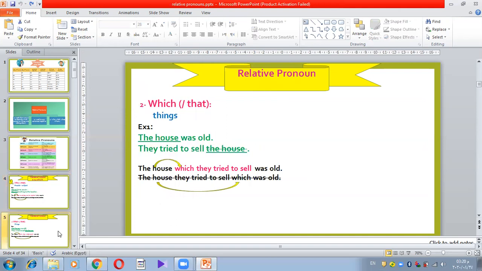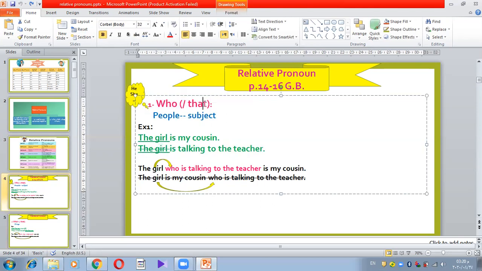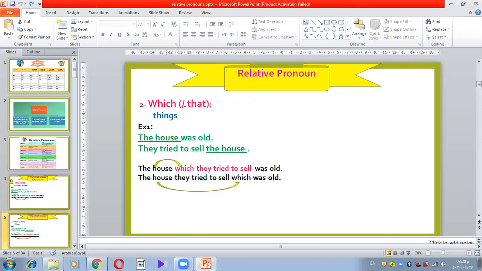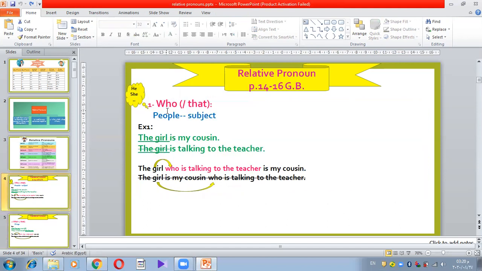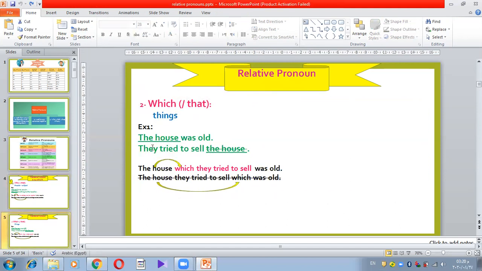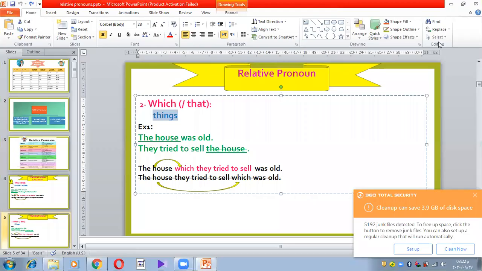Number 2. Which. How can we use which in English? The same as I said for who. You can use who or you can use that. The same for which: you can use which or you can use that as well. But who is for people. Which is for what? Which is for things, not for people. So that's the difference between them. Which for things and who for people.